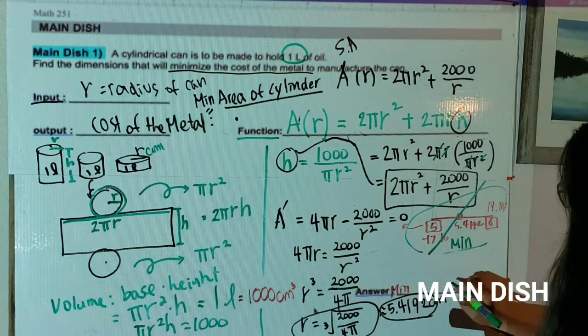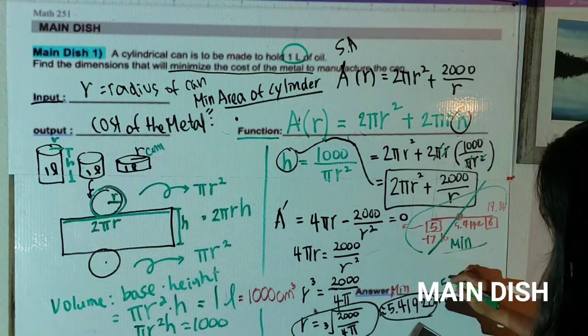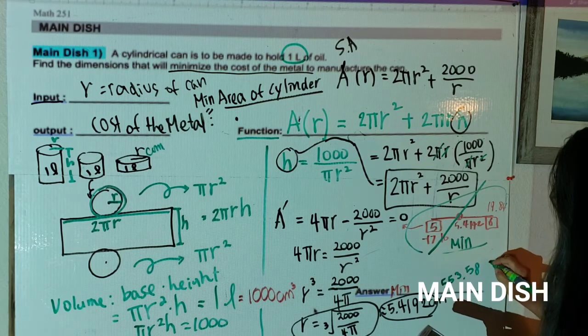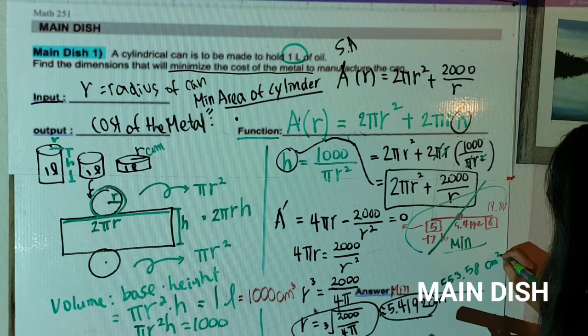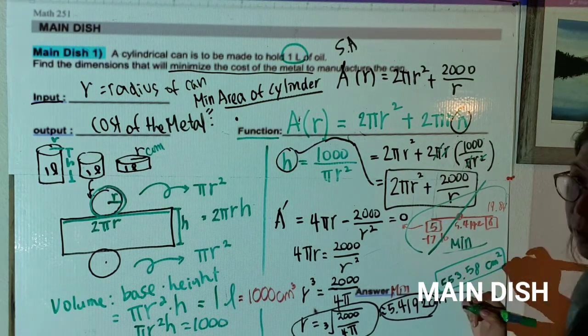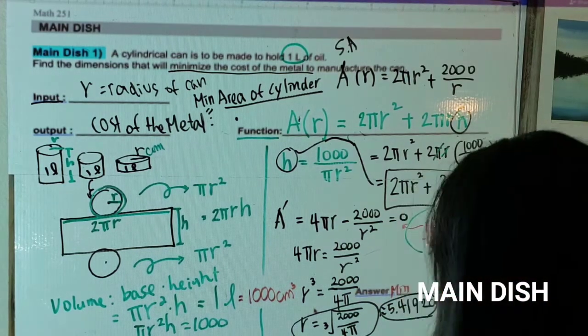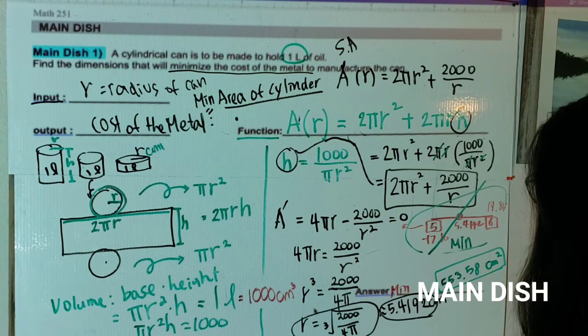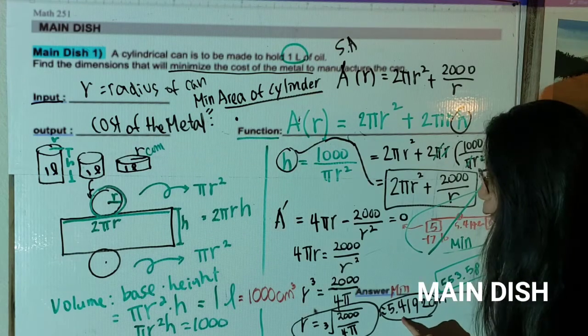Okay, then I got 553.58 as the surface area, so it's going to be square centimeters. Okay, so what does this mean? I want you to see 5.4.